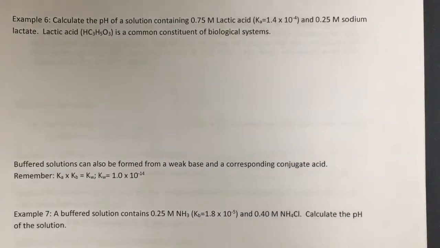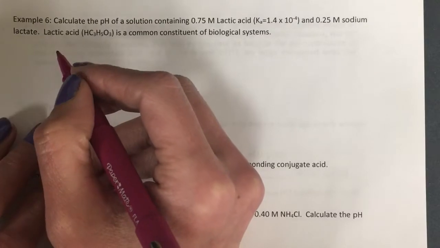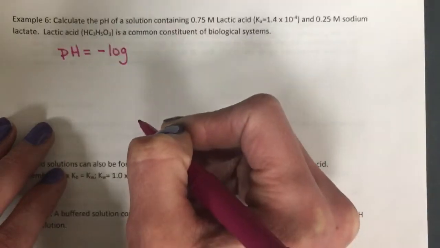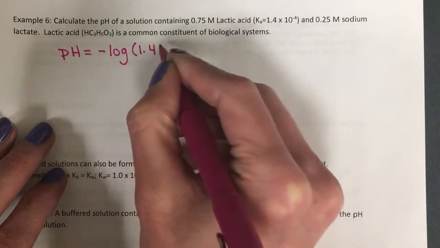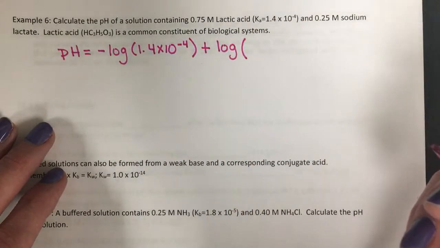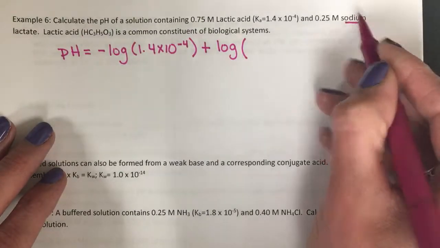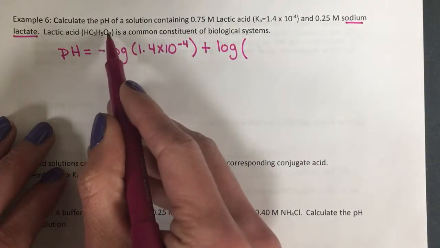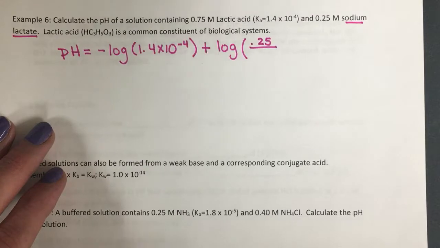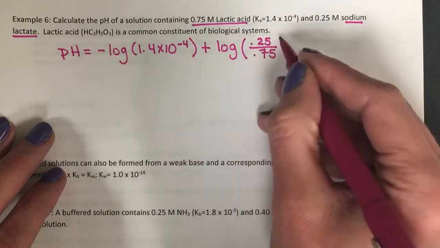So here's the way we actually use the Henderson-Hasselbalch equation to calculate pH. I'm told that I've got 0.75 molar lactic acid, they give me the Ka, and 0.25 molar sodium lactate. So I know that the Henderson-Hasselbalch equation is the pH is equal to the negative log of my Ka. My Ka is 1.4 times 10 to the negative 4th, plus the log of the concentration of my base. My base is going to be the sodium lactate, the CH3H5O3 minus, so that's 0.25 molar, over the concentration of my acid, which is 0.75 molar.